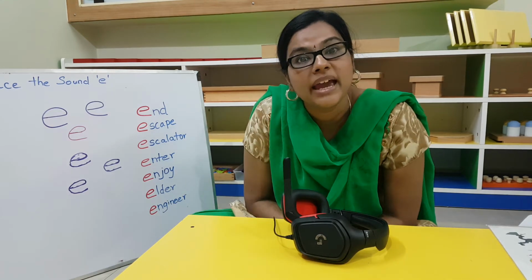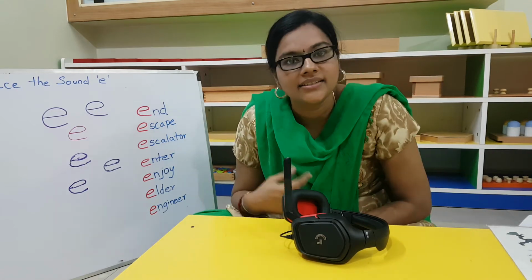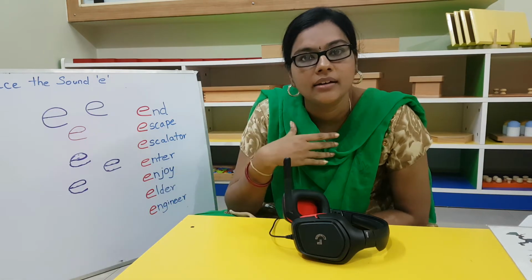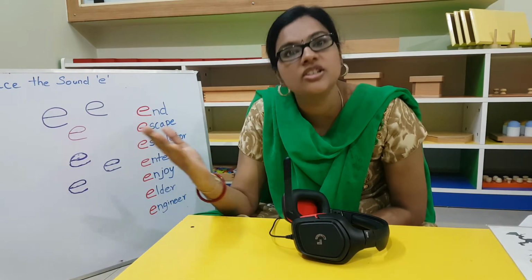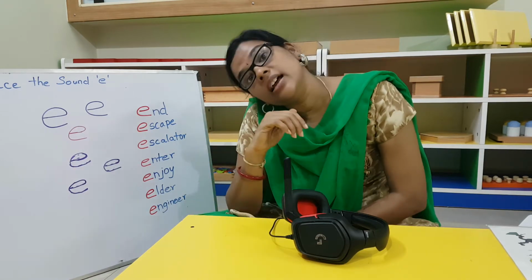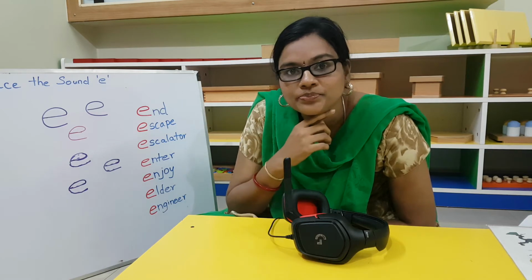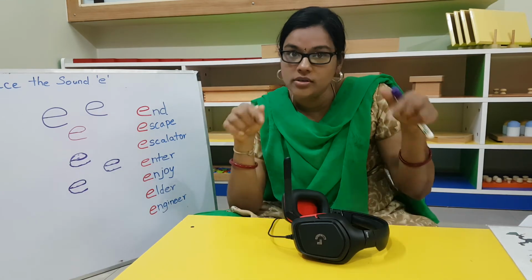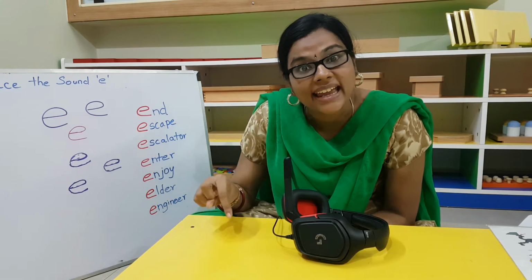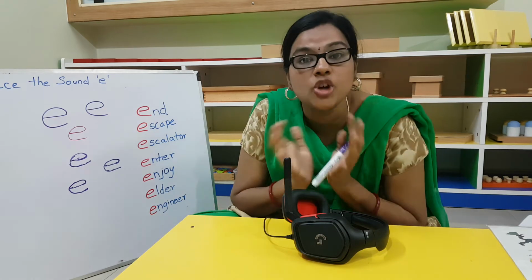Then you have enter. Now what does enter mean? The opposite of exit is enter. Exit is going out. Enter means coming in. Enter into the room. Get into the room. Come inside the room. You understand? There is another meaning for enter also. Where do you find enter? The computer keyboard. You remember pressing enter? Enter.